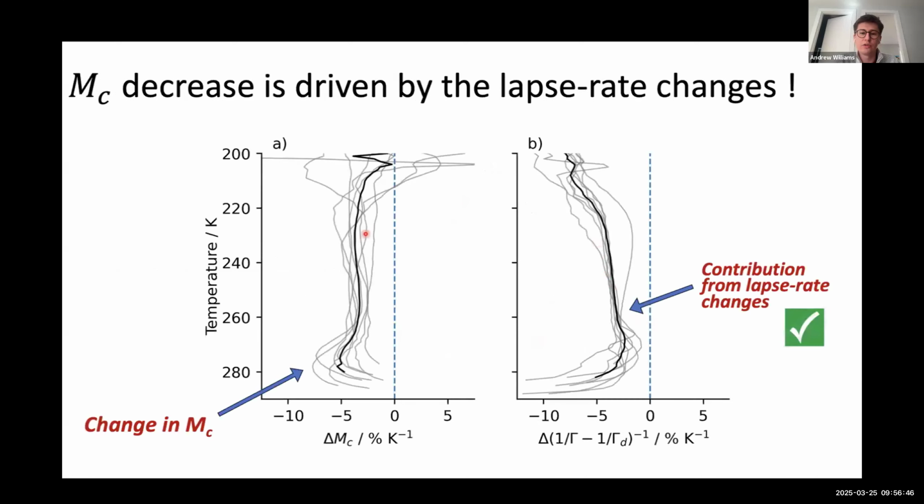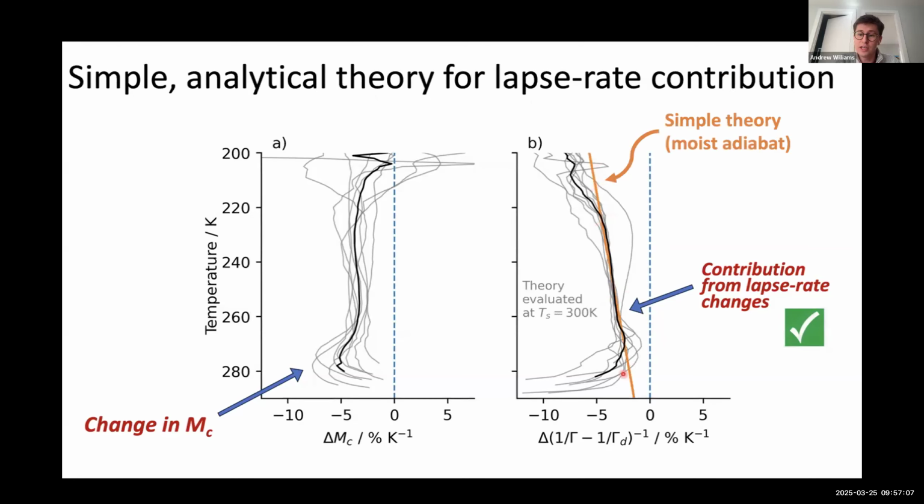And so you can plot those two contributions. This is the actual change in convective mass flux, and this is the contribution from these lapse rate changes. You can see they line up pretty well. And in the tropics, we have a good theory for the lapse rate. The lapse rate is basically a moist adiabat. So if you work through, you can make an analytical theory for what this term should look like based off just a moist adiabat. And it looks pretty good. So based off of just simple theory, we can predict where this roughly 4% per Kelvin number comes from.